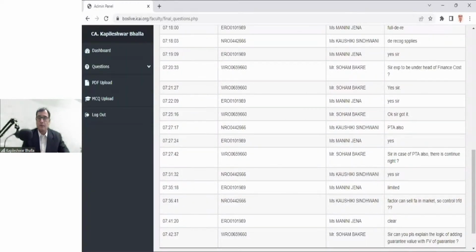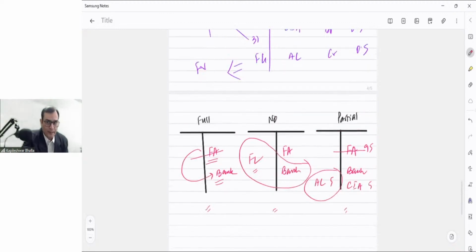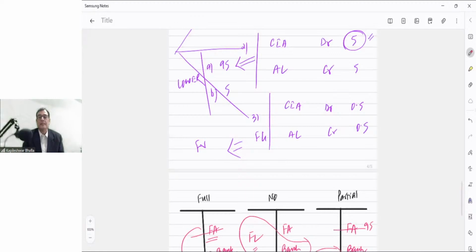Okay. I think, Shobham, you said, so can you explain the logic of adding the guarantee value with the fair value of the guarantee? Well, in this particular case, if we look at the financial guarantee, it is supposed to be a financial liability. And since it's a financial liability, you need to recognize it in the books of accounts at 0 point of time at a fair value.